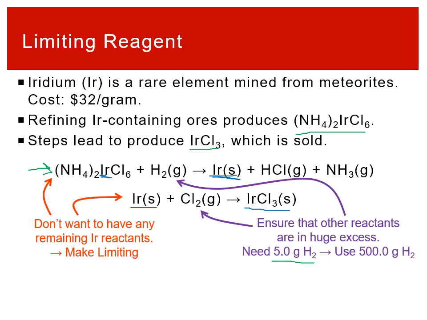You do the same thing with the chlorine on the second step. If you needed, say, 10 grams, use 1,000 grams. Just use a ton of this other reactant to ensure that you don't have leftover unreacted iridium in any of your reactants, because that would just be waste. You want to maximize as much of this as possible. You want all of that product, because that's what you sell. Right? And if you have unreacted iridium atoms, those are things you aren't selling, so you're not making money off of them.